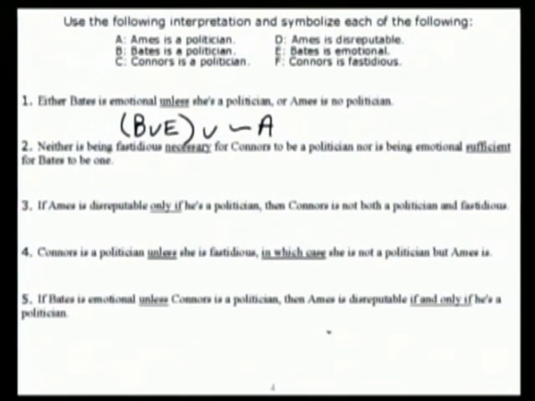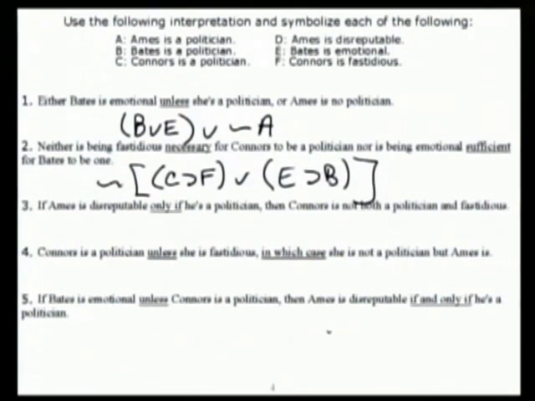Ah, Nathan, yes. Not parentheses. I'll put a bracket. Okay. C implies F. And then still in the bracket, E implies B. And that's another correct solution. That actually, I think, better captures the English, but it doesn't make much difference.